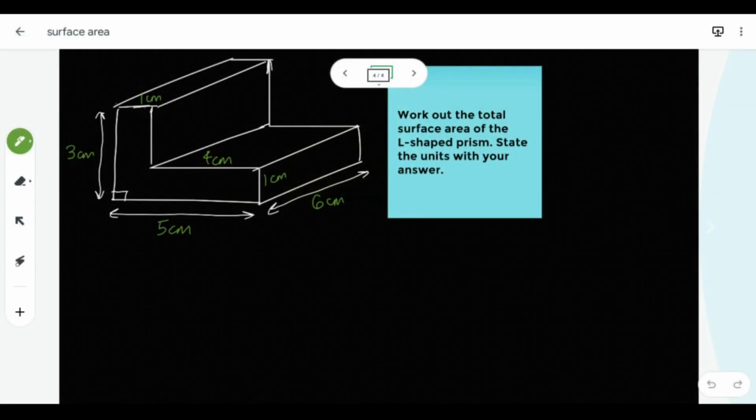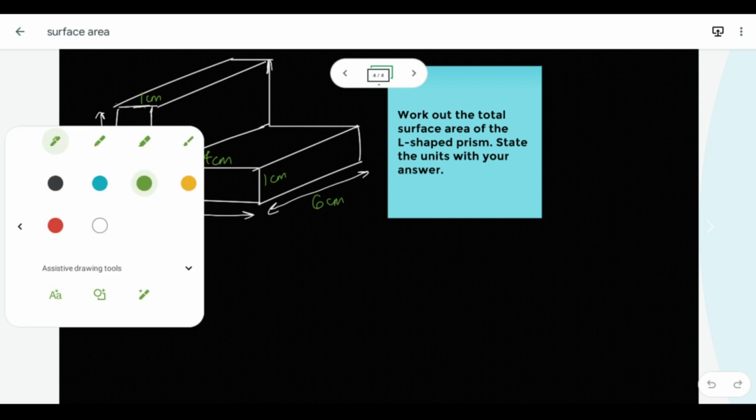Last but not least, so you have this shape here, an L-shaped prism. The question has asked you to work out the total surface area of the prism and state the units with your answer. So let's do the shape one by one then. So in order to work out the bottom first, so the base of the shape, which would be that times that, we would, let's write this down.